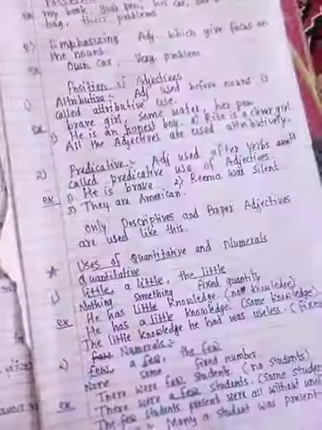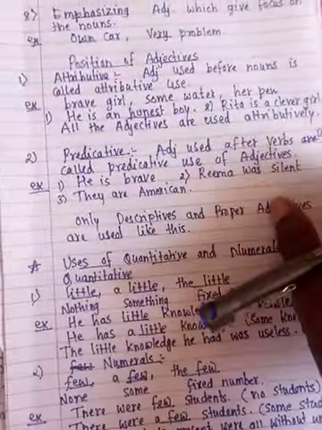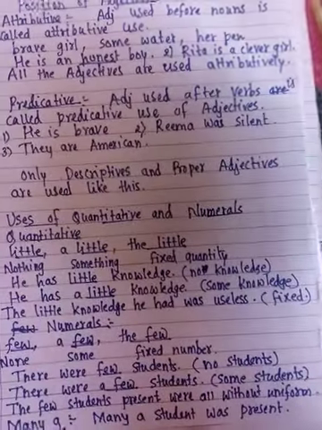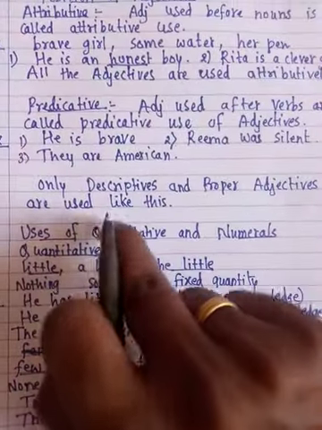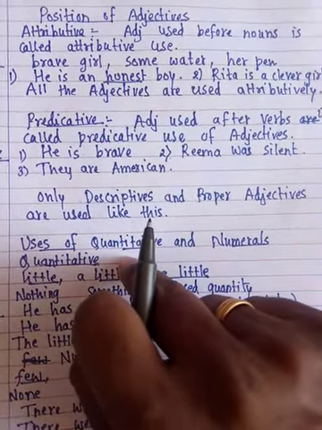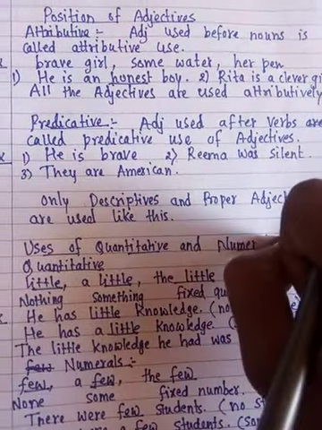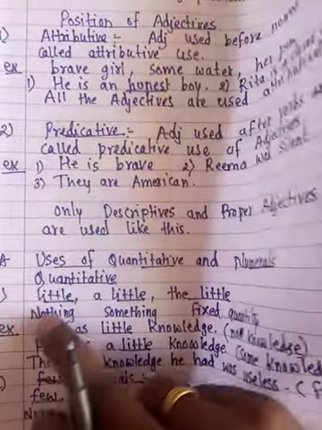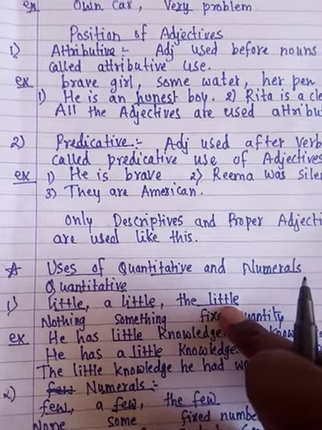In one of the types of adjectives you studied quantitative adjectives and numerals. This is the most important part of the lesson: some of the uses of quantitative and numerals. Already you studied adjectives showing quantity. It cannot be counted in number. Those are called quantitative or quantity adjectives, and numerals means those which show the number of nouns for which they are used. Now look at these words: little, a little, the little. These are quantitative adjectives. Why?